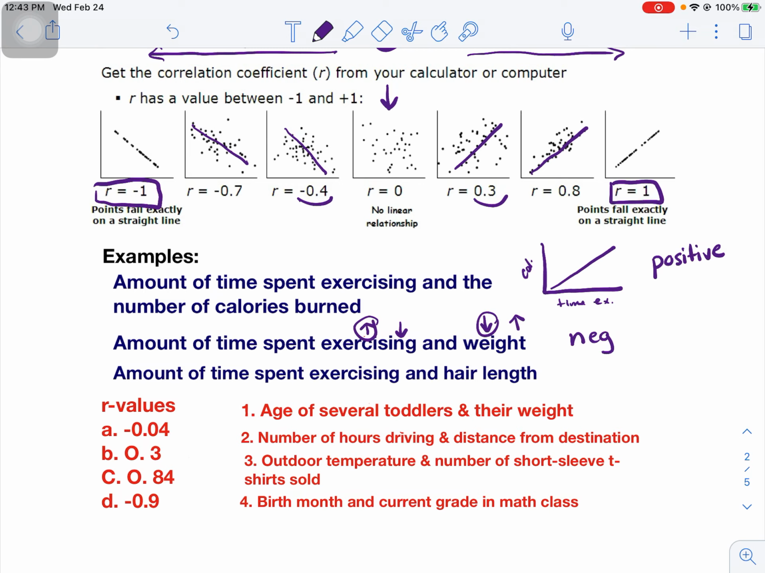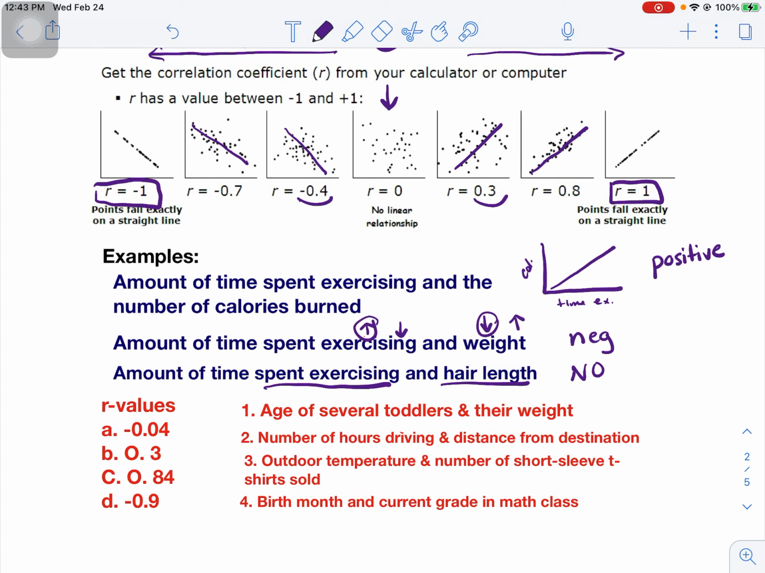Amount of time spent exercising and hair length. Well, I can spend a whole bunch of time exercising, but that does not make my hair grow. It does not make my hair shorter. So these have no correlation. Now let's look at some R values and see if we can match them up.